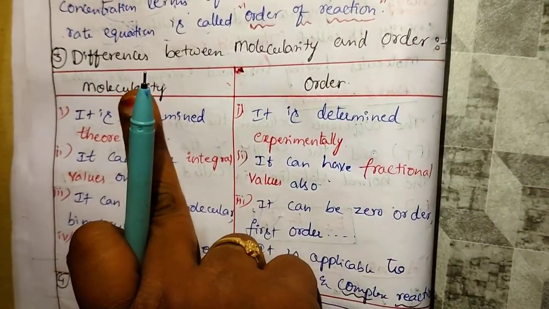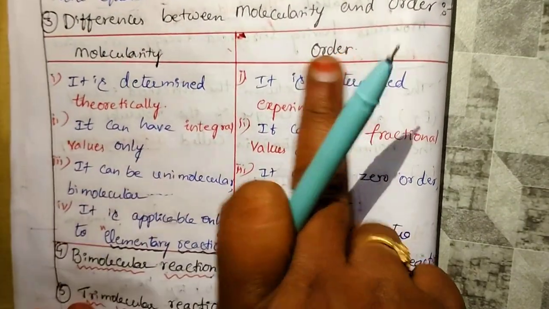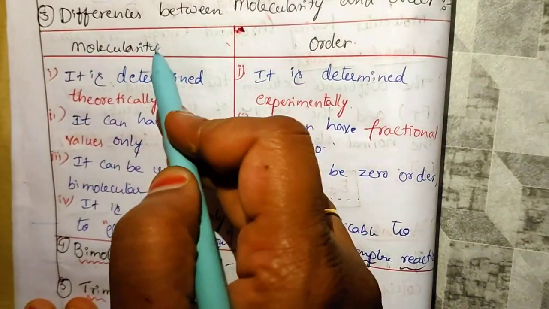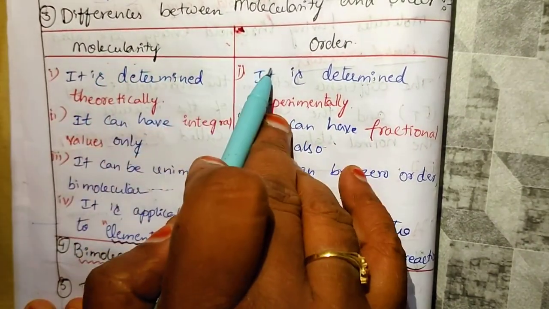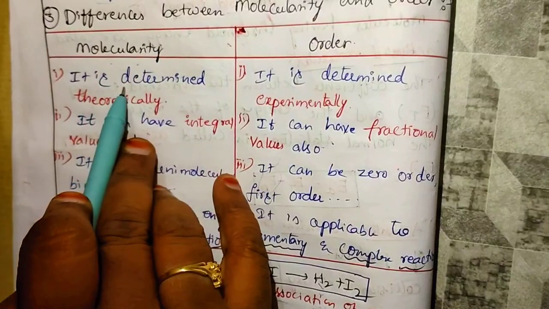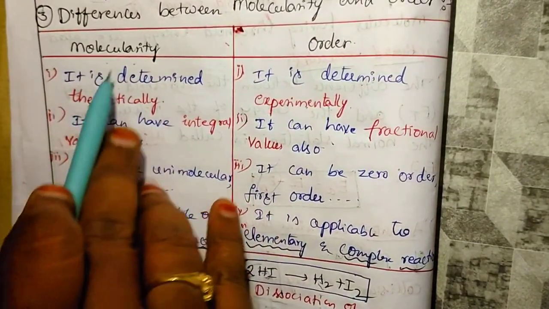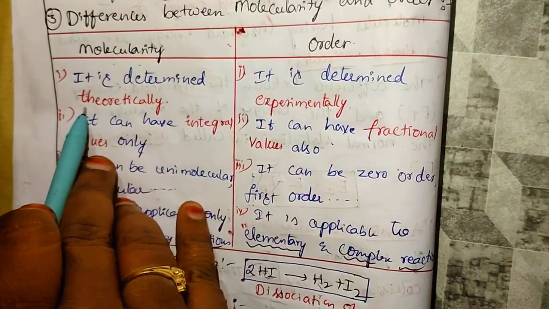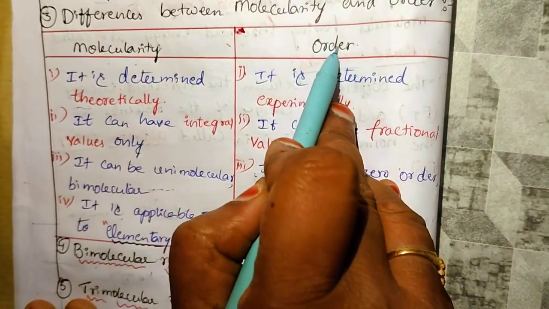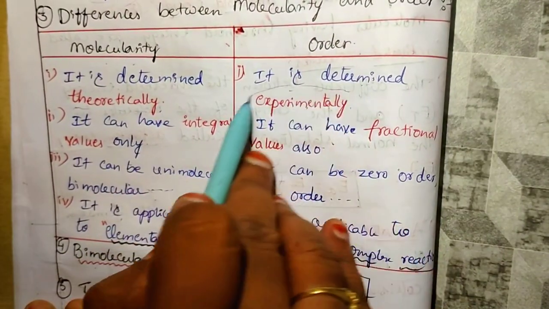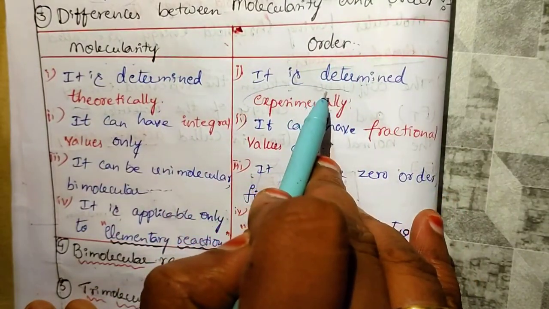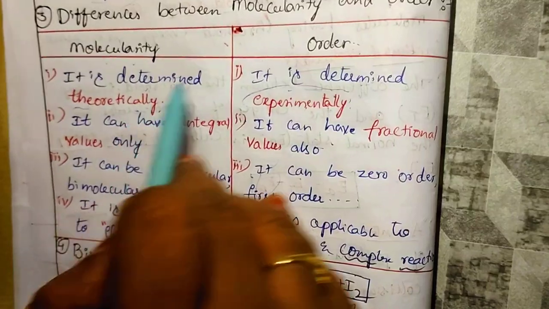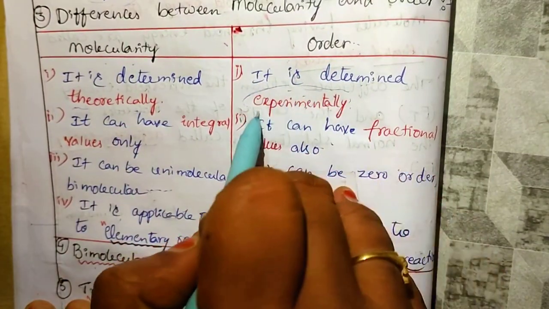Okay, so this is molecularity and this is order, a small table. What is molecularity? We already saw the definitions of molecularity and order. Molecularity can be determined theoretically. What about order? It is determined experimentally only. So molecularity is determined theoretically, order is determined experimentally.